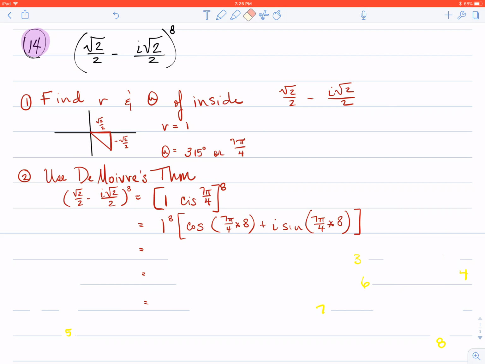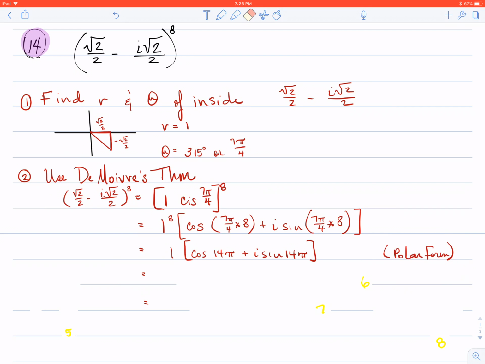Obviously, 1 to the 8th power is just a 1. And 7 pi over 4 times 8, the 8 and the 4 will reduce to a 2. So I just have cosine 14 pi plus i sine 14 pi. This is simply my polar form. If my directions had said state the answer in polar form, I would be finished at this point. But the directions told me to use rectangular form. So that means I need to take it a step further.